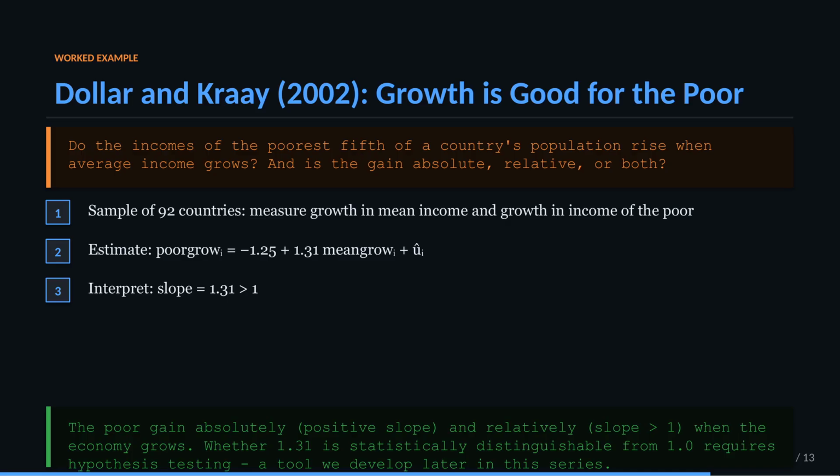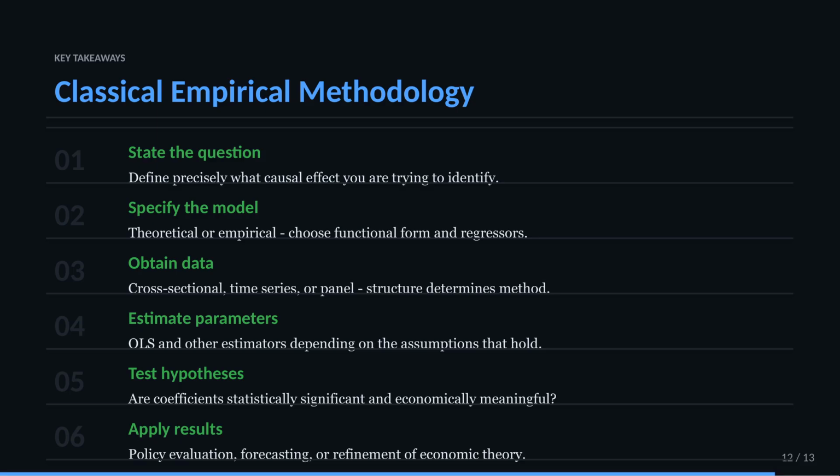This leads naturally into the classical empirical methodology. First, state the question clearly. Second, specify a theoretical or empirical model. Third, obtain data suitable for that question. Fourth, estimate the parameters of interest. Fifth, test hypotheses and evaluate significance and economic magnitude. Finally, apply the results to policy, forecasting, or theory refinement. Econometrics is not one isolated calculation. It is a workflow for disciplined empirical reasoning.